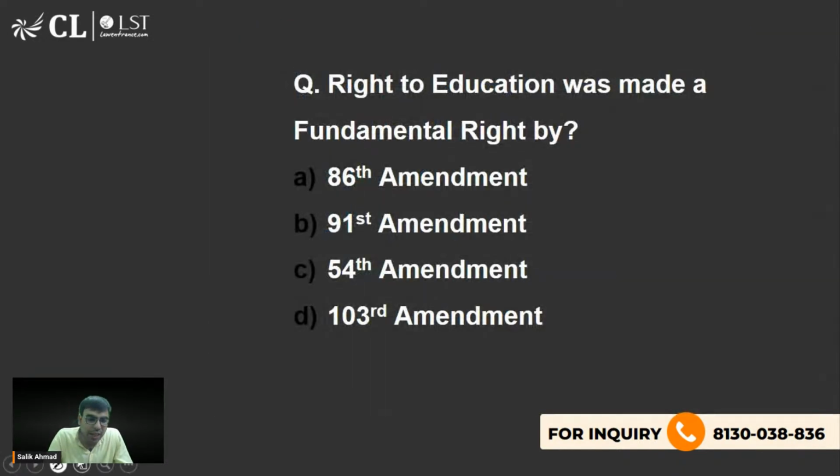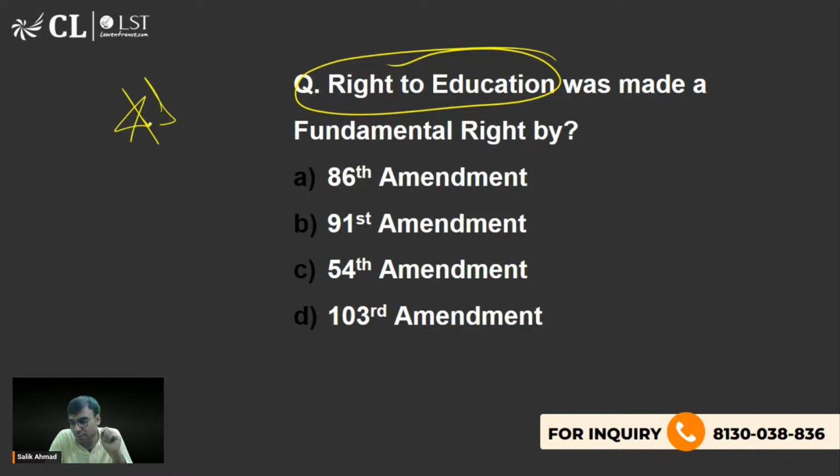The next question is: right to education was made a fundamental right by which amendment: 86th, 91st, 54th, or 103rd? This is very important. No need to remember all the DPSP articles, only whatever is in the news. For example, Article 44 is in the news, Uniform Civil Code. So remember the ones that are in the news, okay? Because I know it's very difficult to remember all the articles.